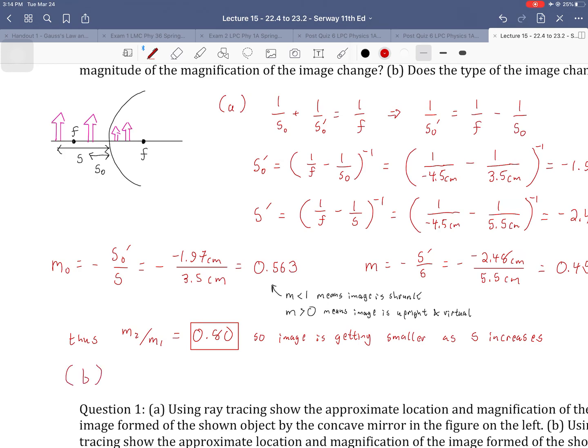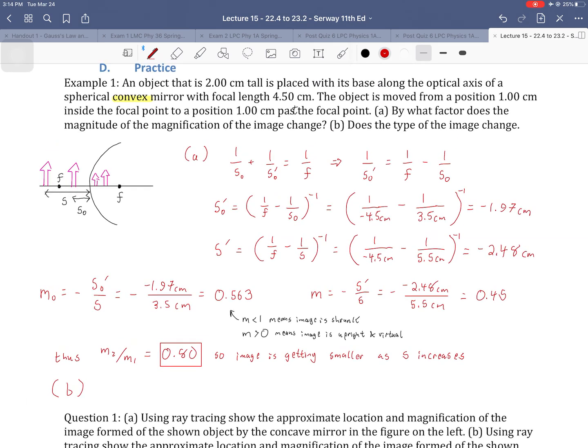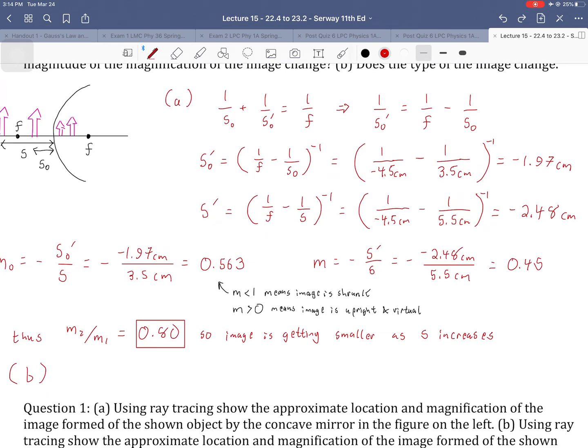And part B, I asked, does the type of the image change? Well, no. And in fact, we would know that without even checking for the fact that there's no sign change, because we know that convex mirrors only create virtual images. So there's no case, unlike with the concave mirror, where moving that object back and forth can actually have the image type change from virtual to real or from real to virtual. Here, that's not the case.